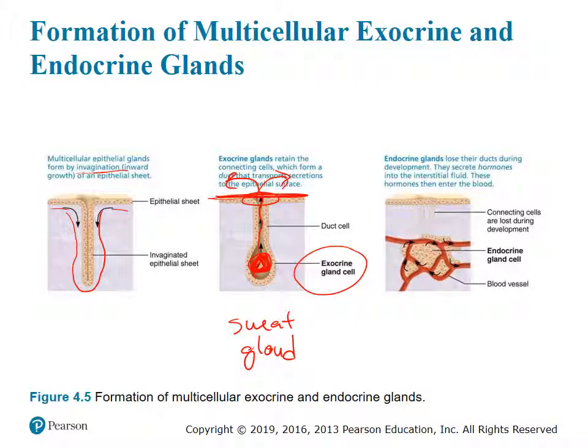Now, sometimes they'll form this invagination and they'll cut off, in development, and then there'll be a collection of cells underneath, in the interior of the body, and those cells are responsible for making and secreting a certain type of chemical. And that chemical would be, let's say, a hormone.